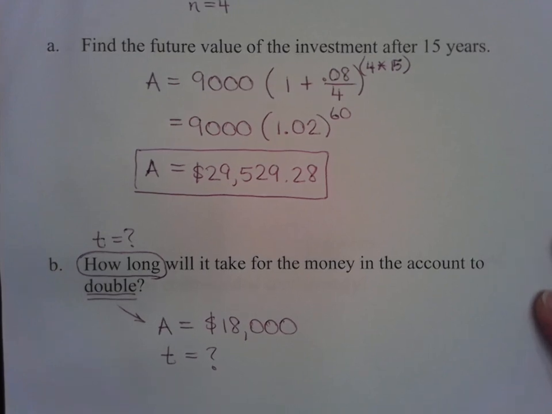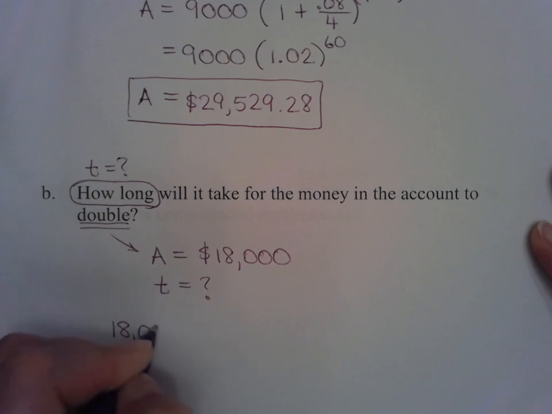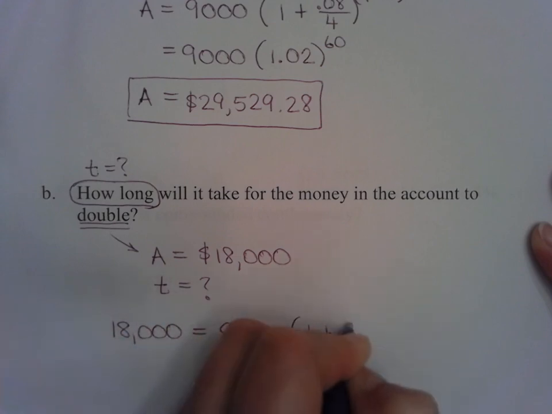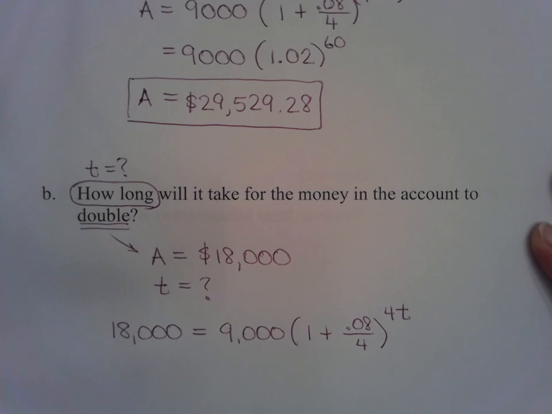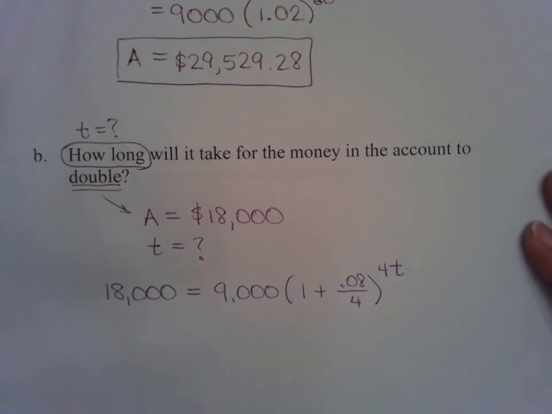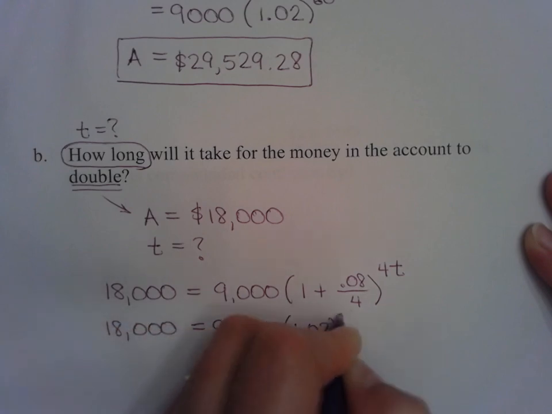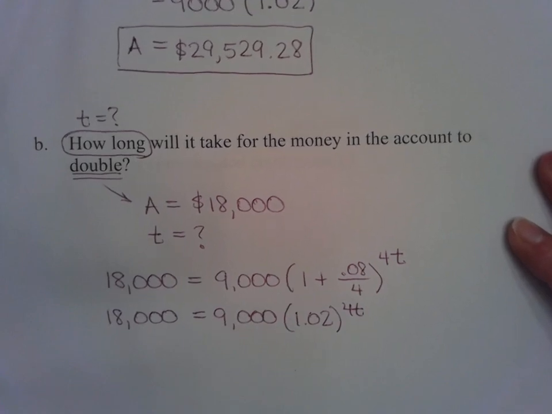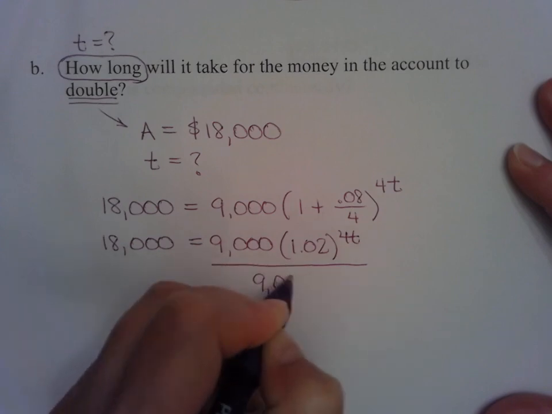We're still using that 8% compounded quarterly. So if we put all that into our formula, 18,000 is equal to 9,000 times 1 plus 0.08 over 4 raised to the 4 times t power. Maybe you already made this into 1.02. So now I'm solving for an exponent. And this is something we've done already, we did it last week. So let's divide by 9,000.